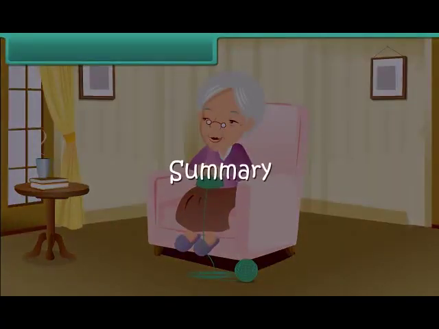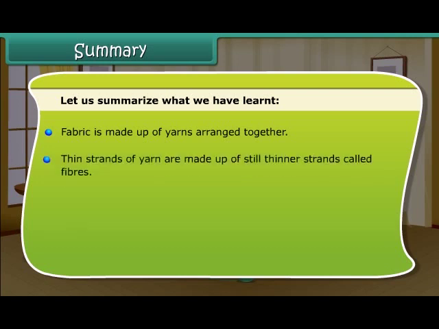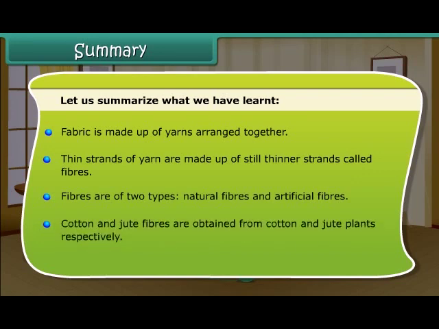Summary. Let us summarize what we have learned. Fabric is made up of yarns arranged together. Thin strands of yarn are made up of still thinner strands called fibers. Fibers are of two types: natural fibers and artificial fibers. Cotton and jute fibers are obtained from cotton and jute plants respectively.